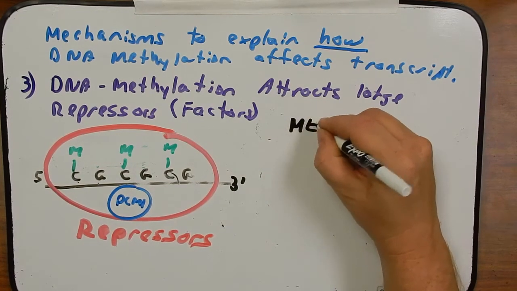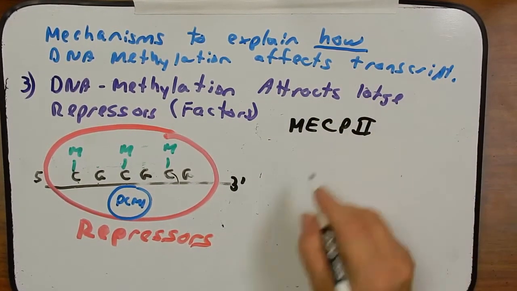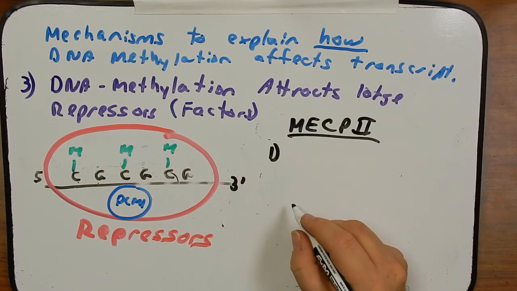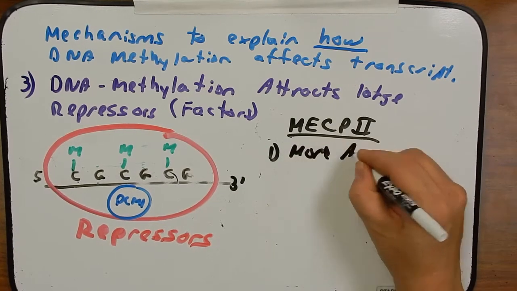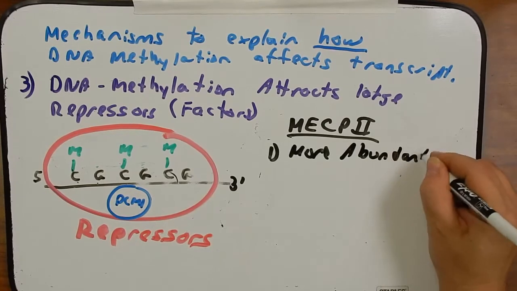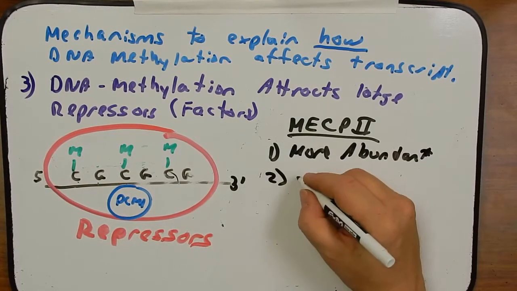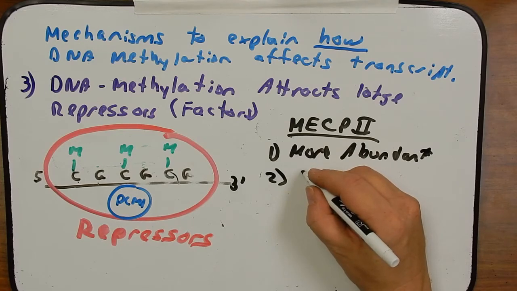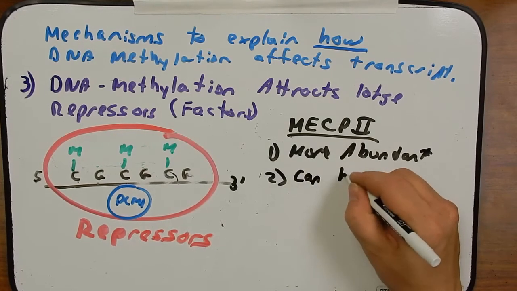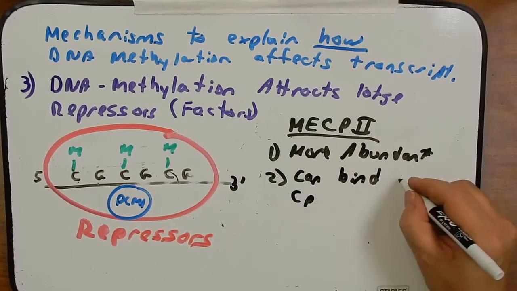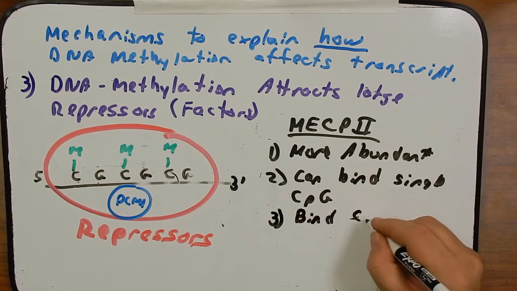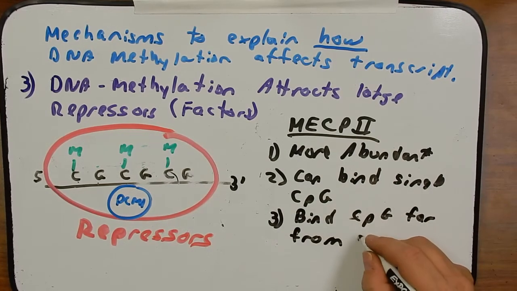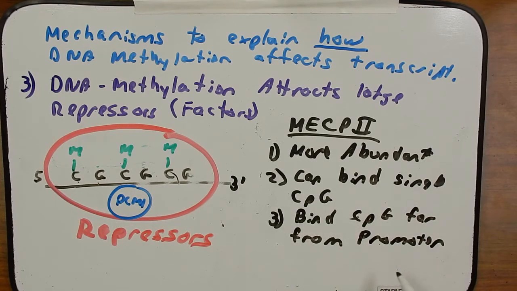Okay, now I'd like to spend just a little bit of time talking about the counterpart here, MECP2. It's a little different than MECP1, in fact perhaps quite different. One of the differences is that it's more abundant in a cell. There's more of this in a cell. Doesn't mean it's more important, it just means it's more abundant. This is probably the most striking difference, and that is MECP2 can bind single CpG units. And when it binds, it binds CpG far from the promoter, suggesting it may have some role in disrupting that pre-initiation complex.